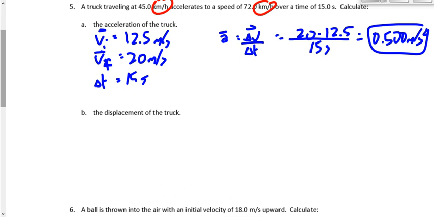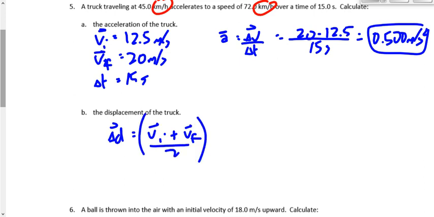Displacement of the truck. I've got a couple of options here. What I did is said d is equal to VI plus VF over 2 times t. That works, going back to our original data. But now that you have a, you could also use VI t plus 1/2 a t squared, or VF t minus 1/2 a t squared. There's a bunch of different options now. VF squared is equal to VI squared plus 2ad, I think we could use as well. All kinds of options now. This one I think is the simplest, but whatever works for you. We say 12.5, again in meters per second, plus 20 in meters per second.